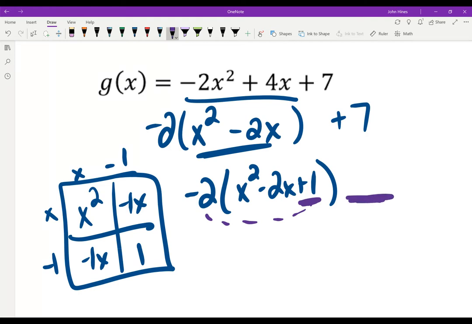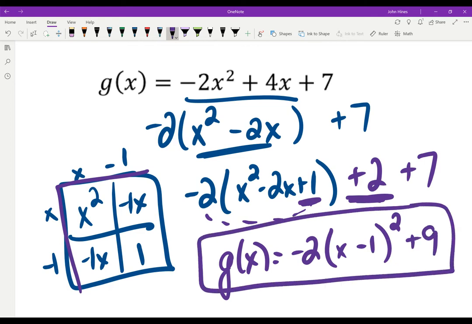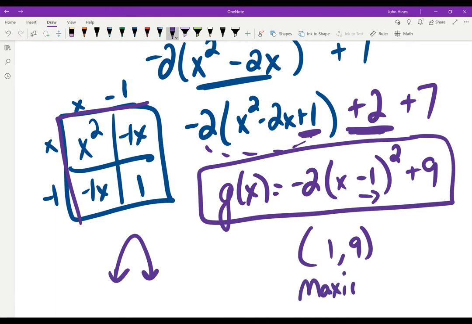So how do I counteract a -2? I add 2. Remember, you have to do the opposite of whatever this number actually is. So g of x equals -2, what squared? X minus 1 squared plus 9. Which gives me a vertex of right 1, up 9. I have to go right 1, up 9. And my leading coefficient is negative, so this is a maximum.